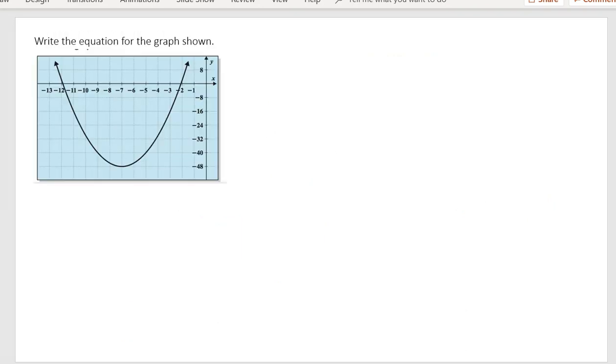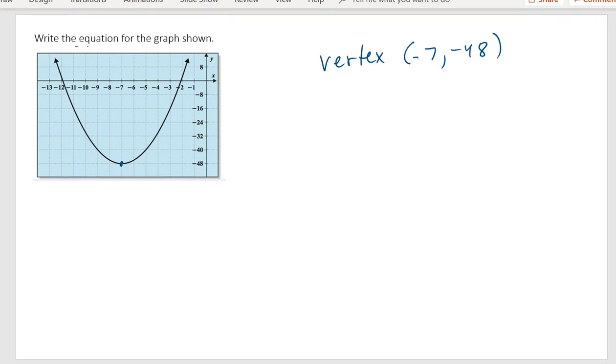Our last problem asks us to write the equation for the graph shown. Let's see what we can pick off. Now, I don't know what the X-intercepts are. If you look at it closely, they're not exactly at a grid mark, so I can't use them. But I can clearly see my vertex. So I went ahead and graphed that point as -7, -48. So I know the vertex, and I want to see, is there one more point that I can clearly read that's a grid mark? Well, I can see that here's one right there. That is clearly -5, -40.